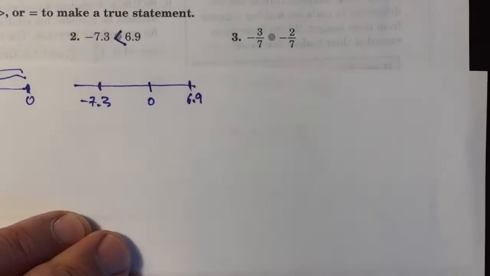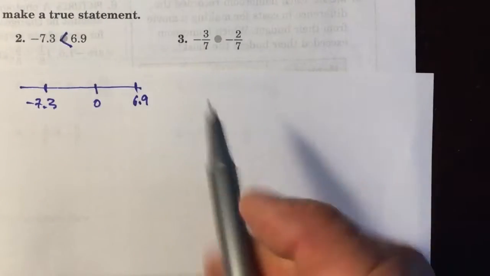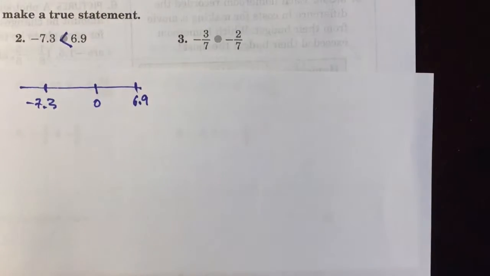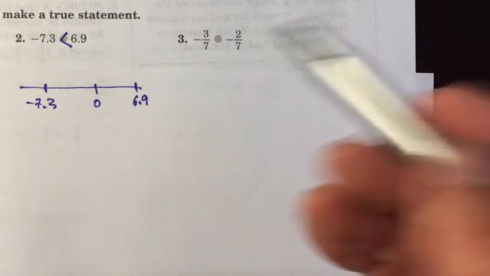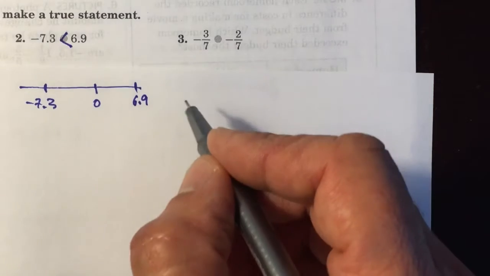On exercise number 3, we have to compare negative 3.7 with negative 2.7. Okay, so we have to divide 3 divided by 7. When we divide 3 divided by 7, we have 0.428.